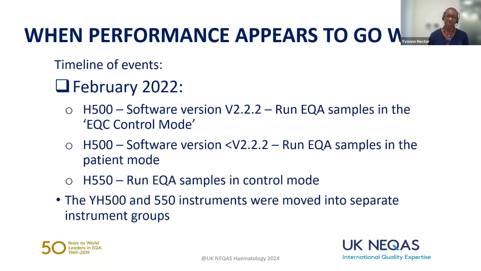The Yumizen H500 and 550 instruments were also moved into separate instrument groups. Prior to February 2022, they were being performance assessed together. Because we saw these differences in their performance, and knew they were on different software versions, we took the decision, in consultation with our scheme advisors, to separate them into different instrument groups and then monitor to see if this improved the situation.